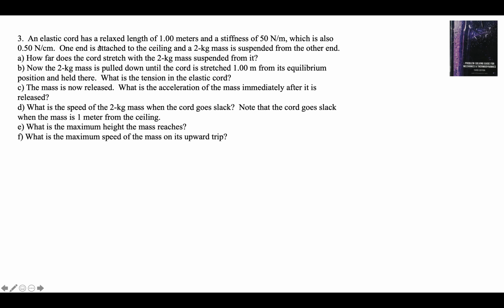An elastic cord has a relaxed length of 1 meter and a stiffness of 50 newtons every meter, which is also a half a newton every centimeter. One end is attached to the ceiling, and a 2 kilogram mass is suspended from the other end. How far does the cord stretch with the 2 kilogram mass suspended from it?